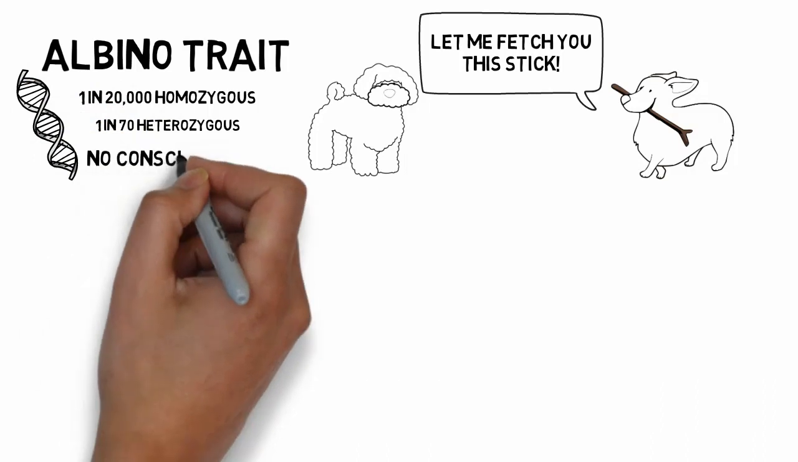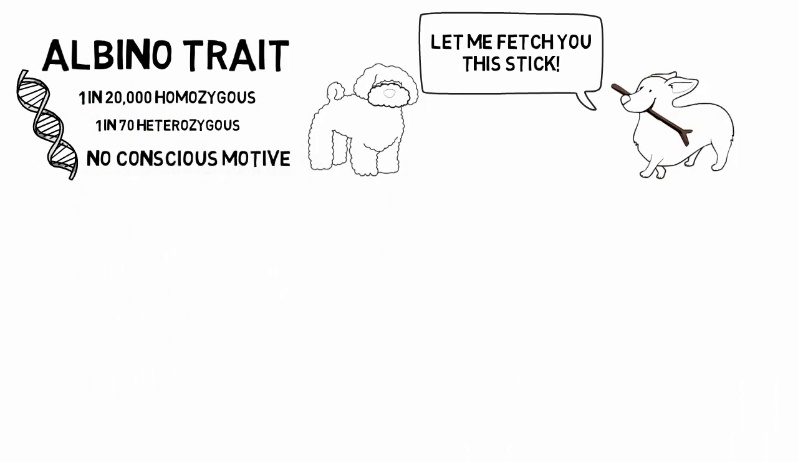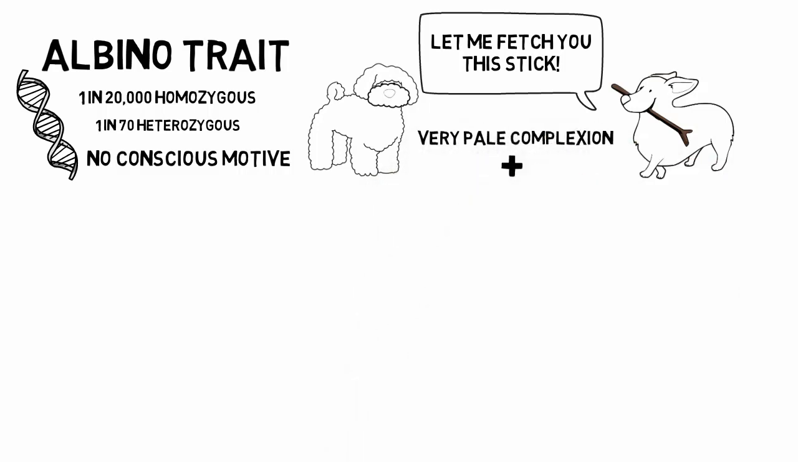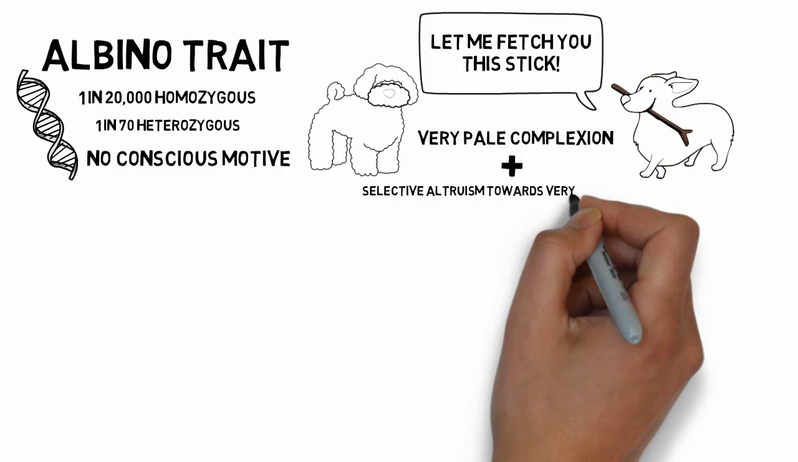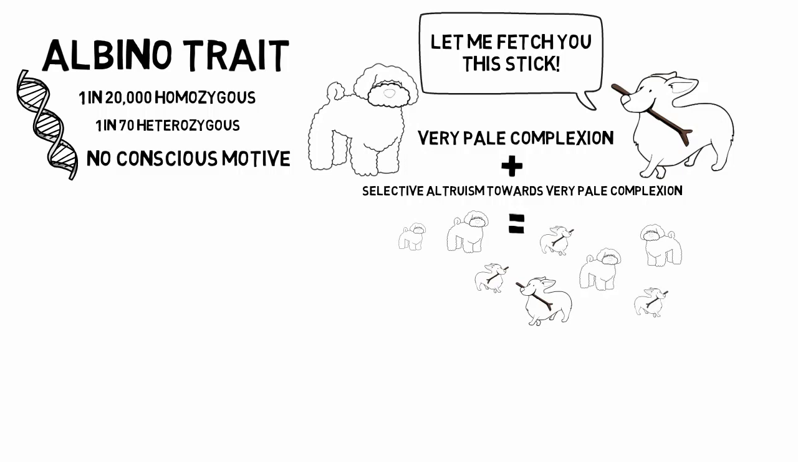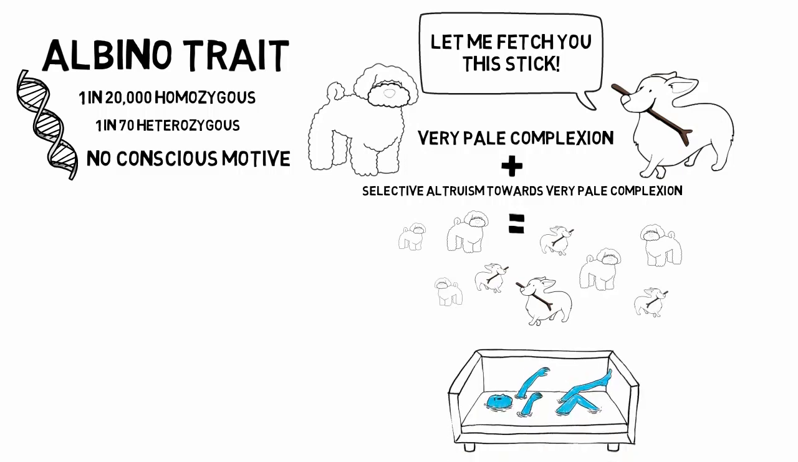Albino genes do not have a conscious motive to survive. But if albino genes could confer two independent effects, a very pale complexion and selective altruism towards other individuals with very pale complexions, then it could become more numerous in the gene pool. However, this is very unlikely. And this is the same with a gene that was pre-programmed to save someone from drowning.